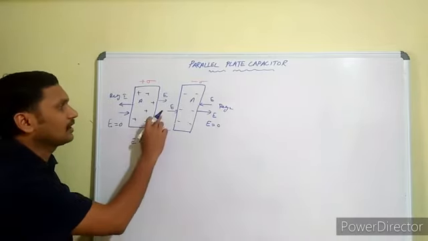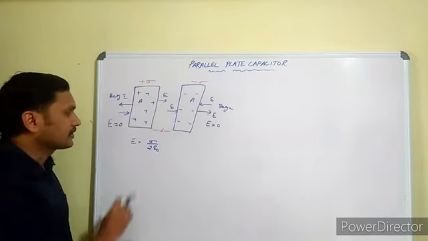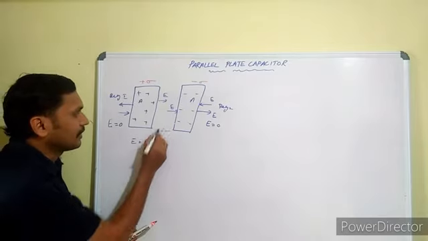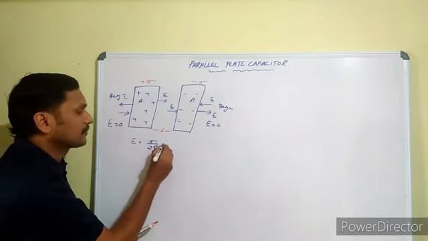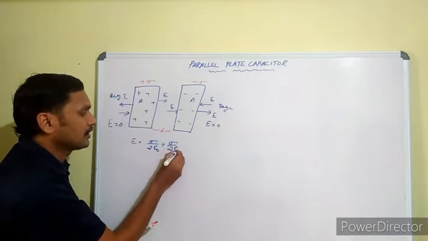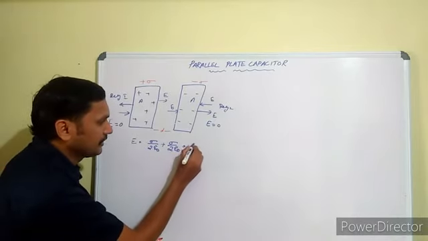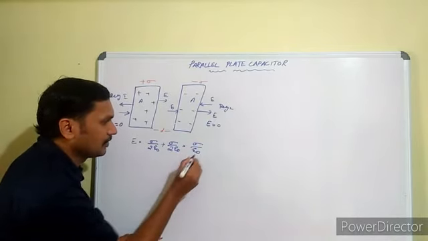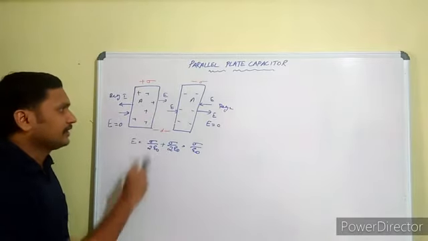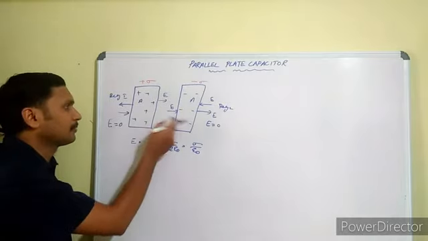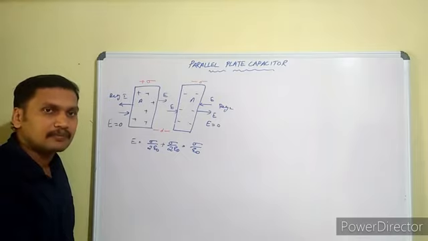So what is the total electric field inside the capacitor? That is E equal to sigma by 2 epsilon 0 for the positively charged plate, plus sigma by 2 epsilon 0 for the negatively charged plate. So the total electric field between the plates of a capacitor is sigma by epsilon 0.